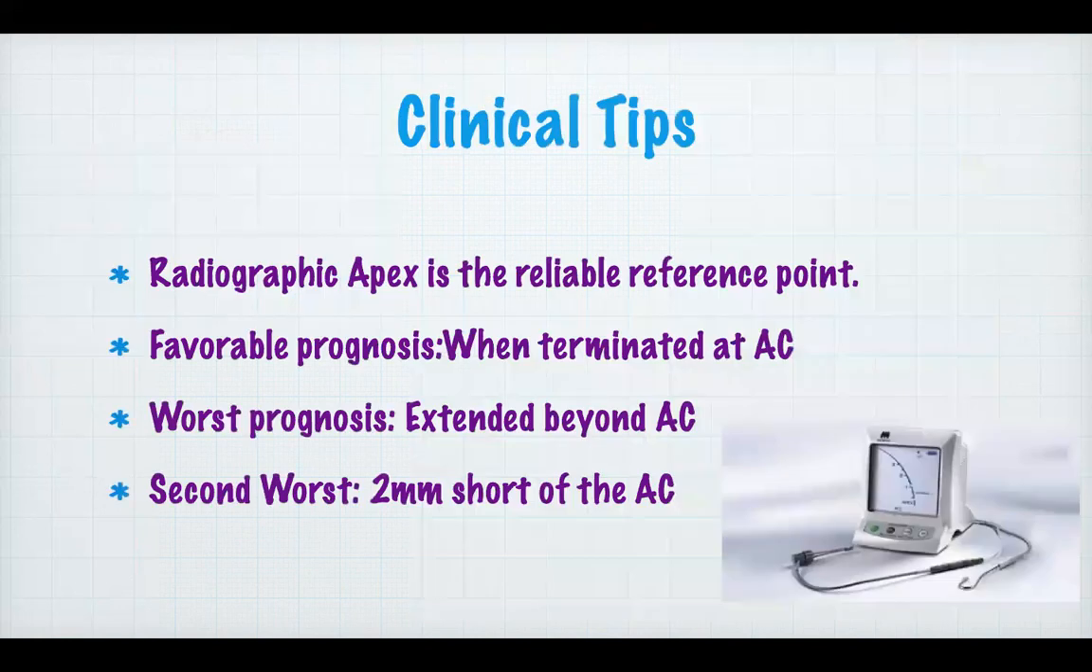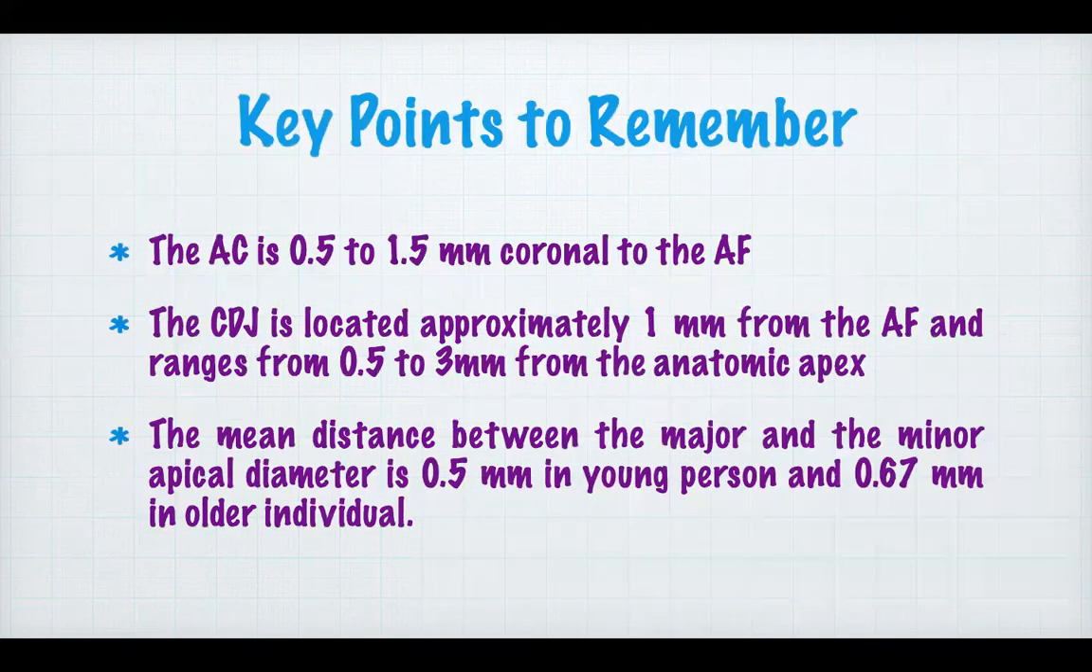Now coming to the clinical tips. The radiographic apex is the reliable reference point for having a favorable prognosis. When we terminate at the apical constriction, we can have a favorable prognosis. When we extend beyond the apical constriction, we will have a worse prognosis. And the second worst prognosis is when we are 2 mm short of the apical constriction while doing the cleaning and shaping.